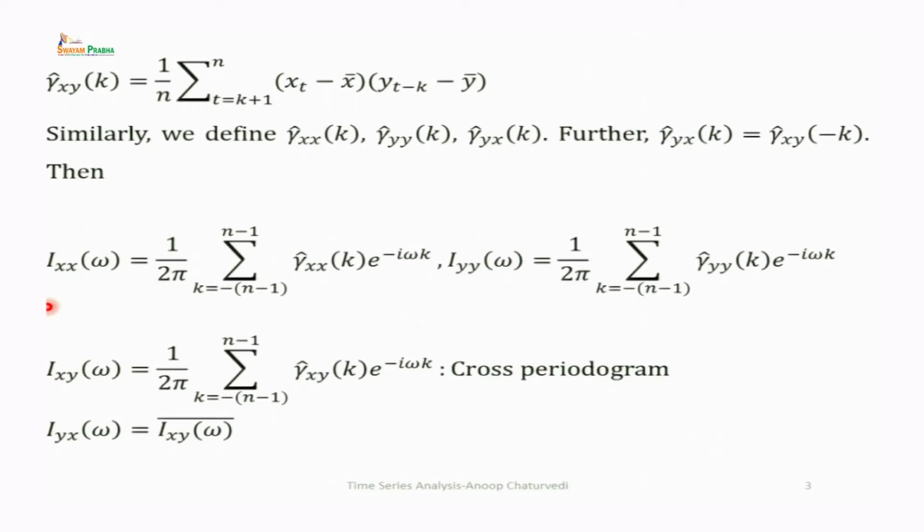And then the cross periodogram is equal to I x y omega equal to 1 upon 2 pi summation over k gamma hat x y k e to the power minus i omega k. So, this is the cross periodogram. Then I y x omega is the complex conjugate of I x y omega, just like the co-spectrum density.